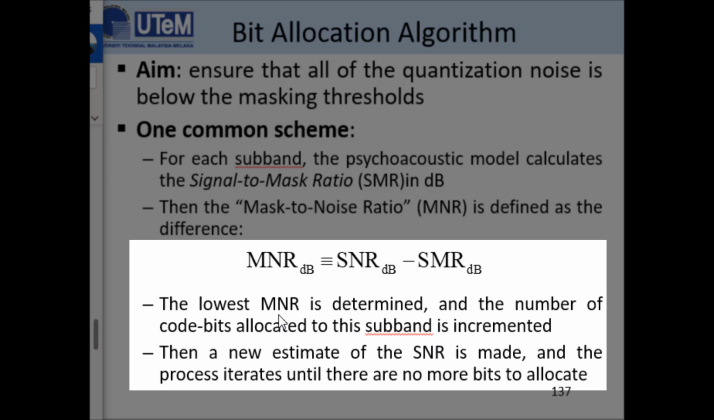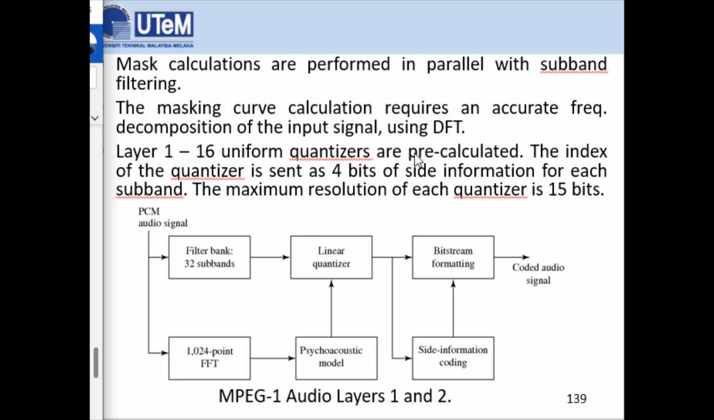So, at the end of this process, subbands that are determined by the psychoacoustic model as not so important or difficult to be perceived by the human ear are allocated very few bits, while subbands that are perceived the most by the human ear are allocated more bits. So mask calculation and subband filtering that we discussed just now are done in parallel.